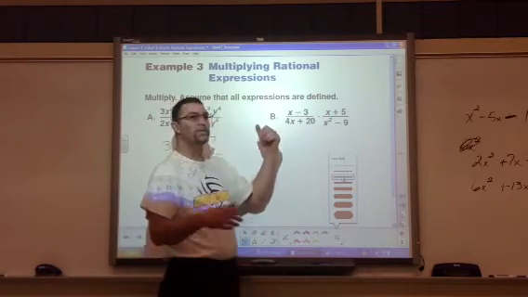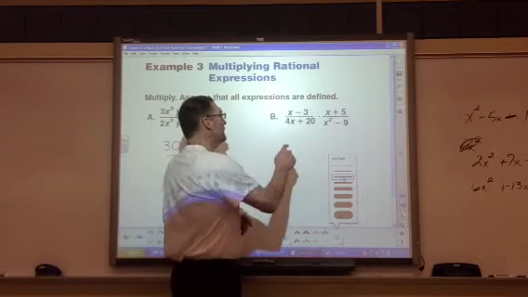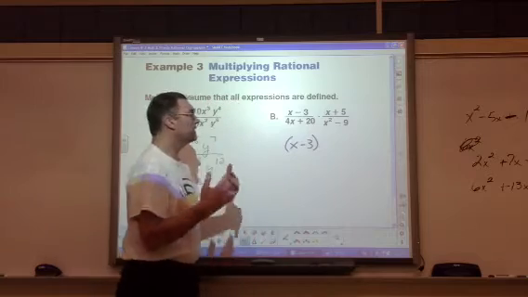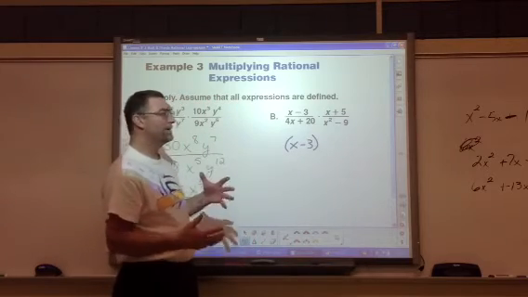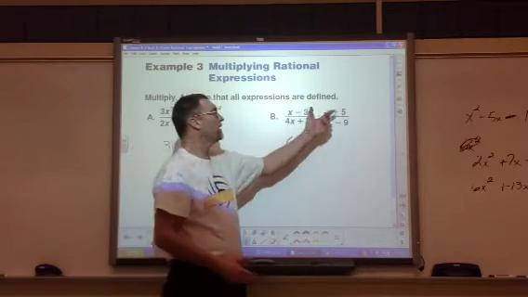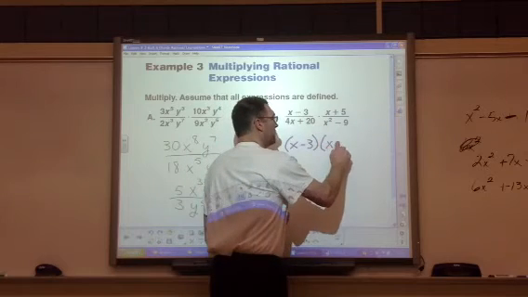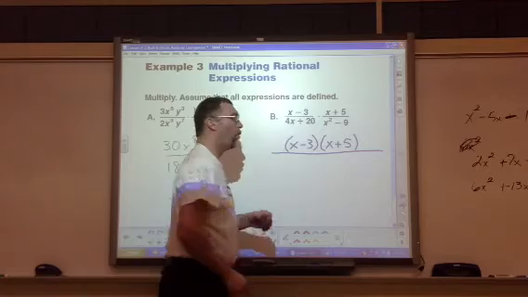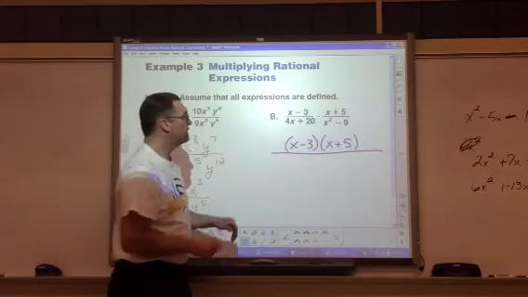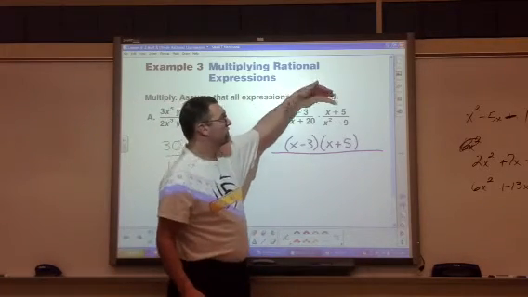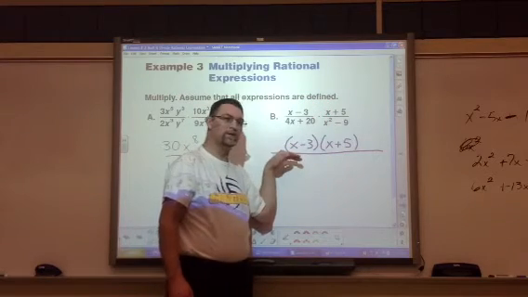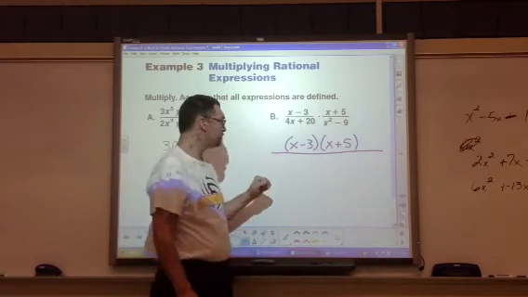X minus 3, linear factor, can't do anything with that, so I'm going to write it as x minus 3. But I am going to put it in parentheses because it is now a factor, because x plus 5 is also a factor. And I want one fraction bar, so I'm going to write those as being multiplied together so that I can make just one single fraction bar.